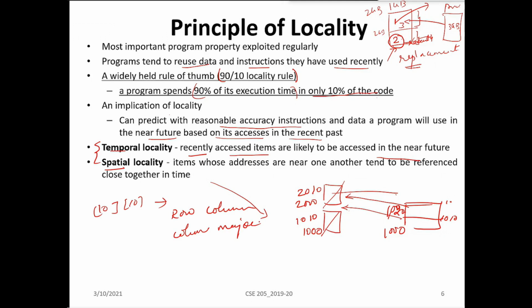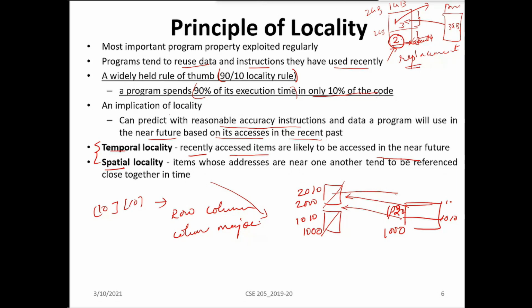Guys, is there any difference in row major and column major? Guys, are you there? Yes, ma'am, that's the difference.